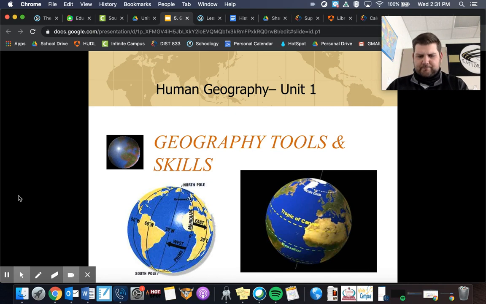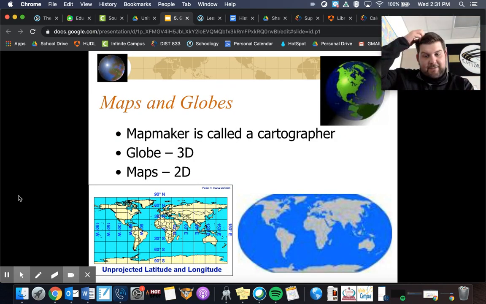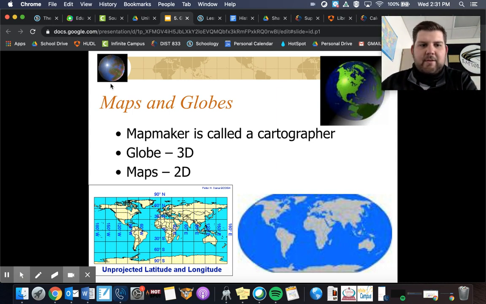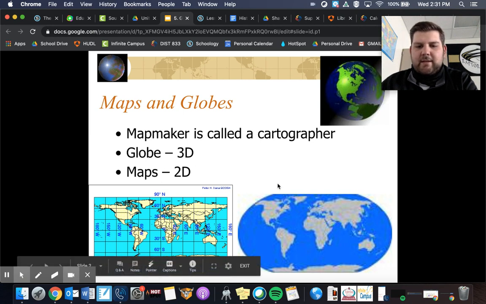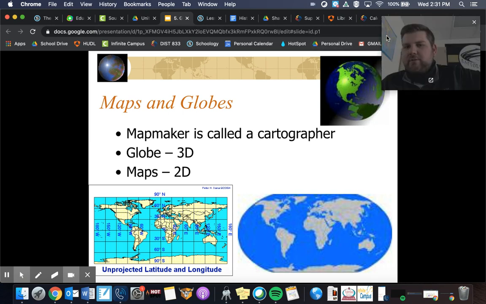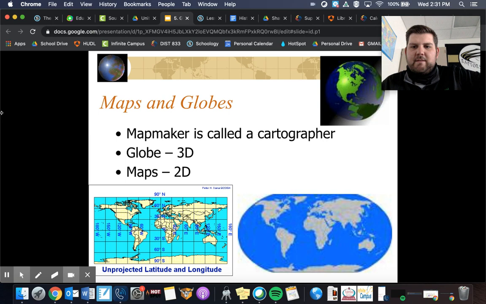Okay, so first we're going to start off nice and simple. A mapmaker is called a cartographer, and there are two different kinds of maps. There's a globe, which is your 3D sphere. Hopefully all of us have seen that, kind of like this up here or that up there. And then you have your map, which is your 2D picture. It's kind of stretched out. A map is a 2D drawing or picture of multiple locations. You can see the map up above me in the corner there.